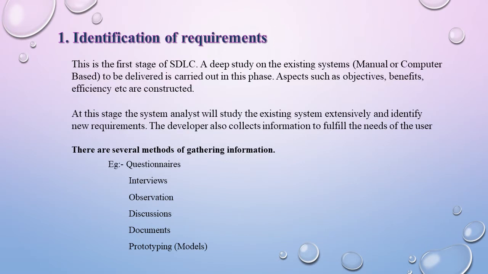1. Identification of requirements. This is the first stage of SDLC. A deep study on the existing system, manual or computer-based, to be delivered is carried out in this phase. Aspects such as objectives, benefits, efficiency are considered. At this stage, the system analyst will study the existing system extensively and identify new requirements. The developer also collects information to fulfill the needs of the user. There are several methods of gathering information: questionnaires, interviews, observation, discussions, documents, prototyping.